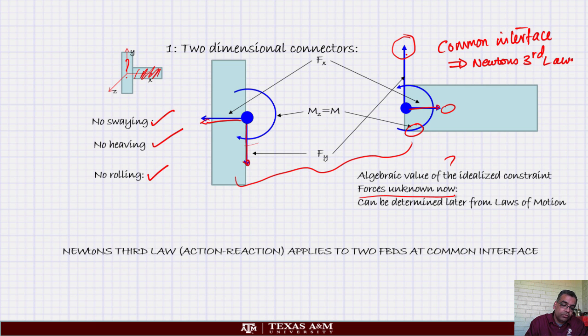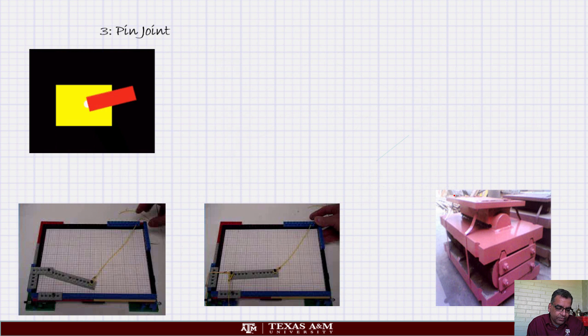Okay. So now we have an idea what is a welded joint. All the other joints in 2 dimensions are obtained by systematically allowing certain motions. So let's look at one example. This is called a pin joint.